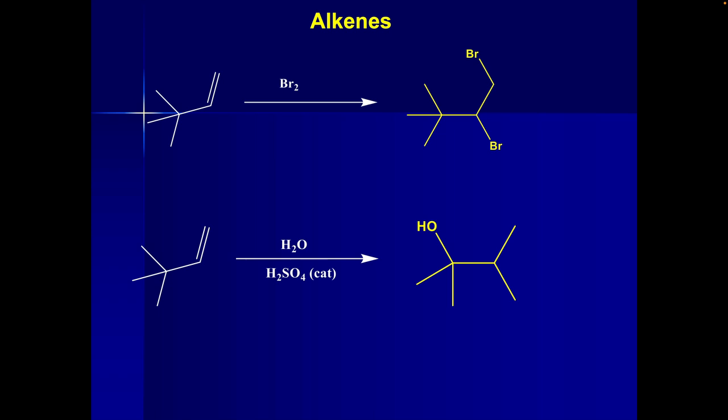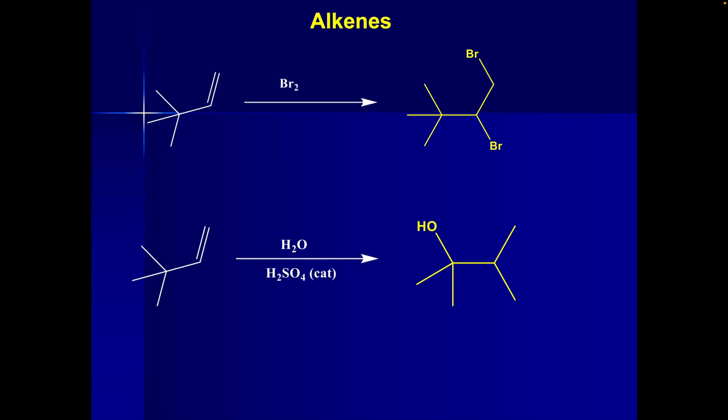Markovnikov's rule is going to tell me that that hydrogen has to go to carbon number 1. Okay? So let's draw that out. There's that hydrogen. This carbon, carbon number 2, becomes my carbocation. And I've got HSO4 minus and water around. Okay? Carbocations are reactive. They don't have an octet. They want to be more stable.